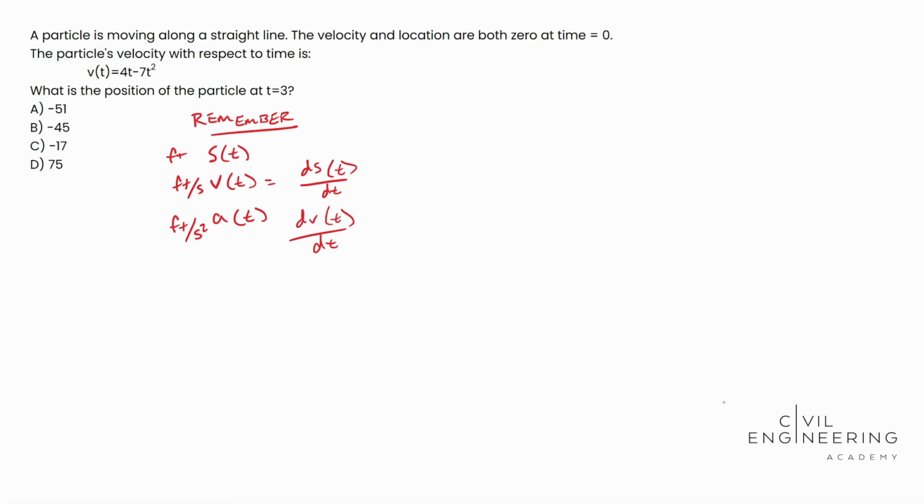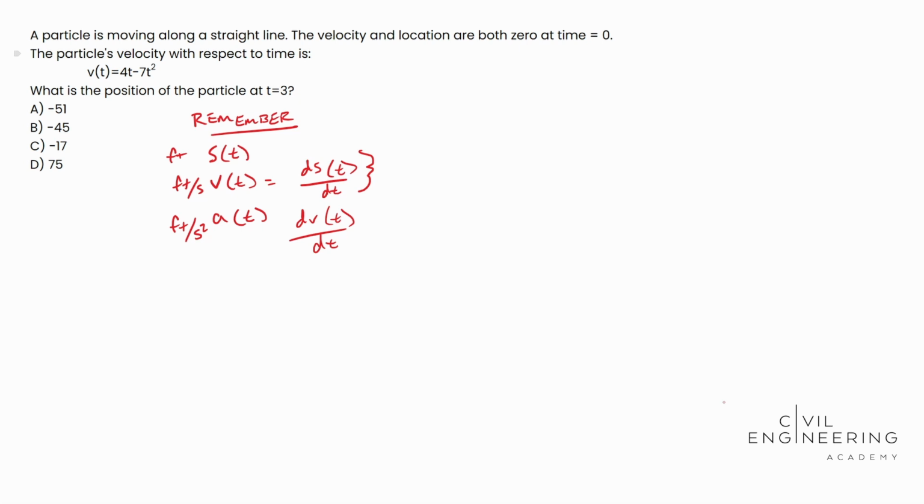And so what we can do here is, we understand we're given the velocity, right? We're given this. Let's see if we can use this and somehow solve for position. You know, integral. Integral is how we're going to do this.